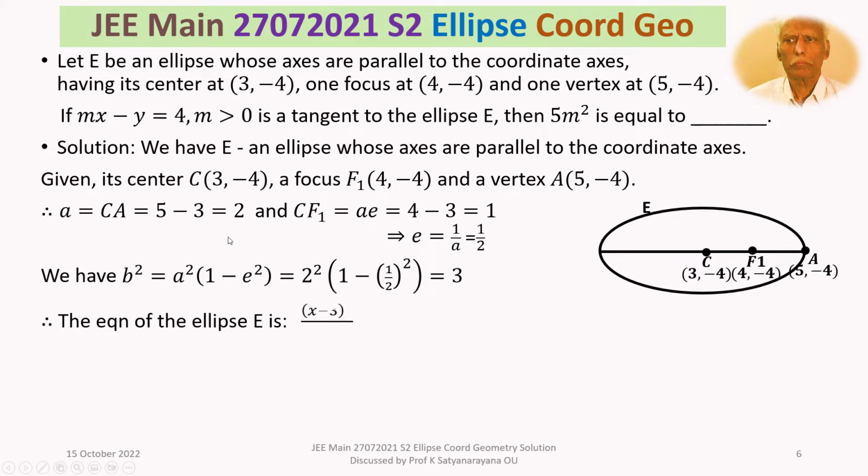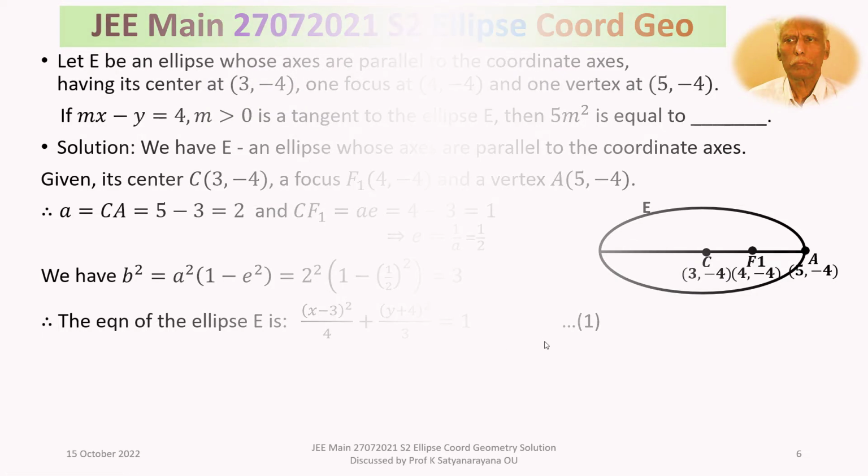So, what's the equation of the ellipse? It is an ellipse whose center is at (3, -4), with semi-major axis a = 2 and semi-minor axis b = root 3. Therefore, the equation of the ellipse will be (x - 3)²/a², that is 4, plus (y + 4)²/b², that is 3, is equal to 1. That is the equation of the ellipse. Let's call this equation 1. We continue in the next slide.